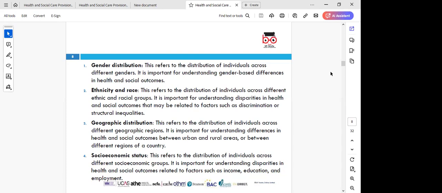Okay, then let's look at ethnicity and race. This refers to the distribution of individuals across different ethnic and racial groups. It is important for understanding the disparities in health and social outcomes that may be related to factors such as discrimination or structural inequalities. Okay? Discrimination or structural inequalities.